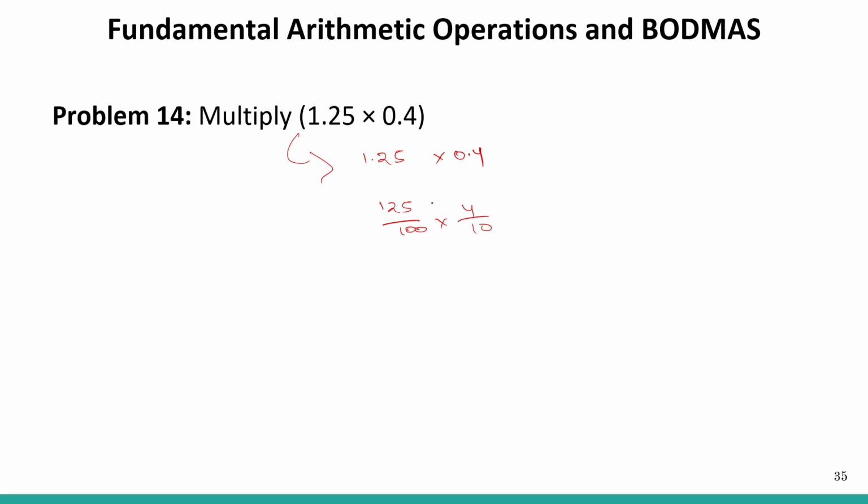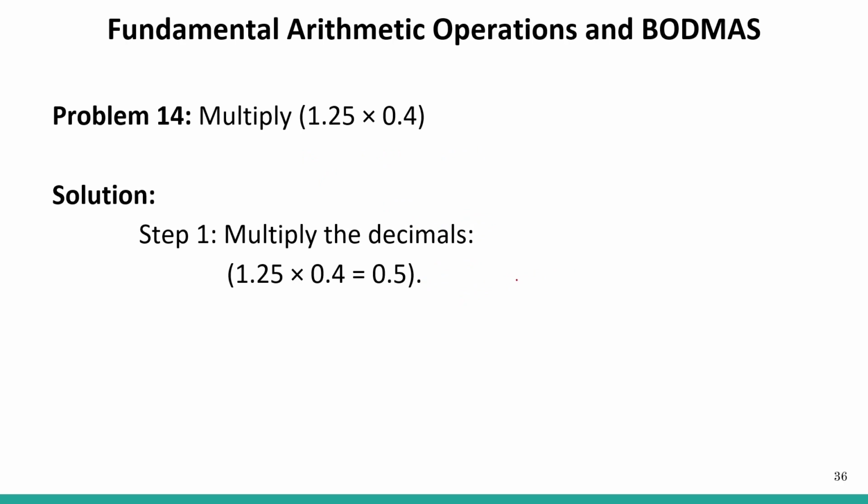Then we look for exponents. Are there any? No. Then we go for divisions. Are there any? Yes. And then we go for multiplications. So this will be 125 multiplied by 4, which is 500, over 1000, equal to 0.5. So 0.5 is the answer. We can also solve it by using multiplication in decimal form.